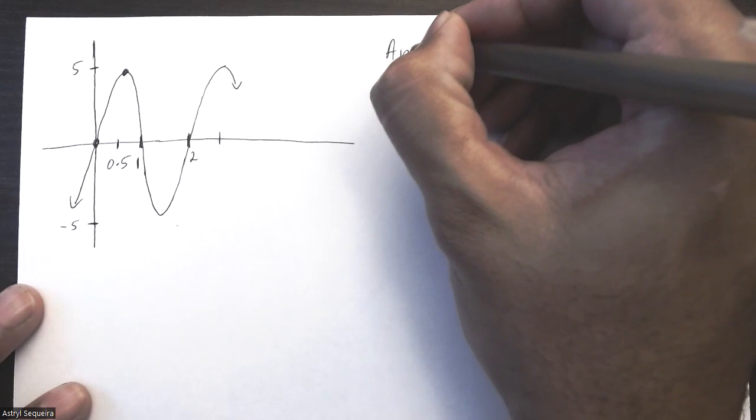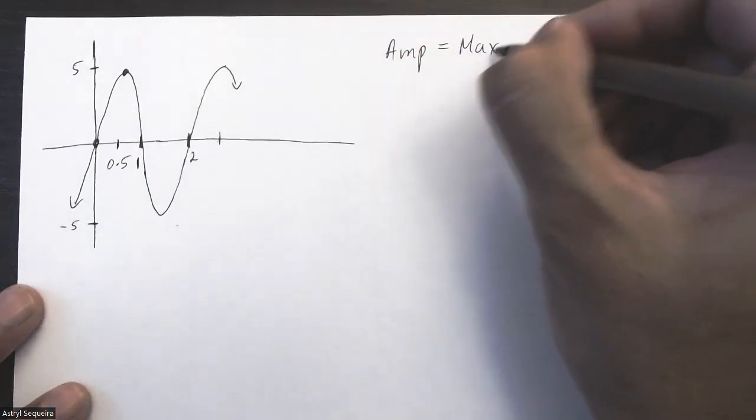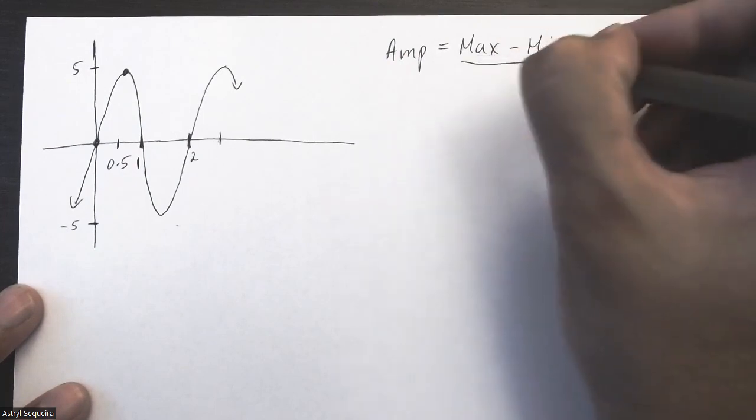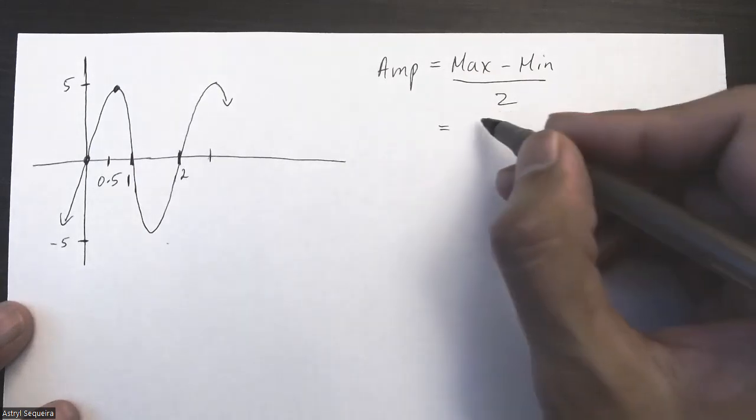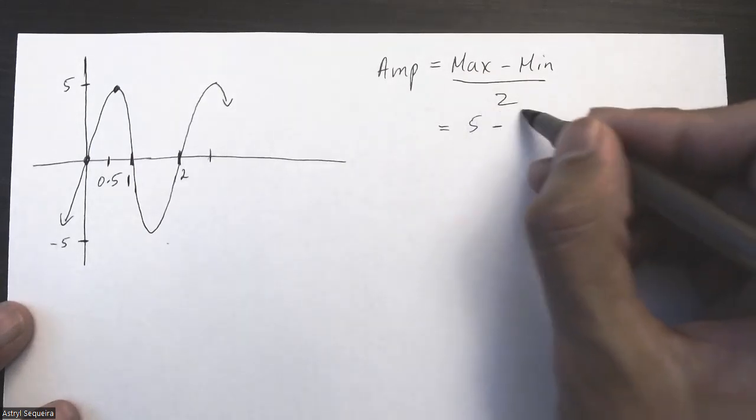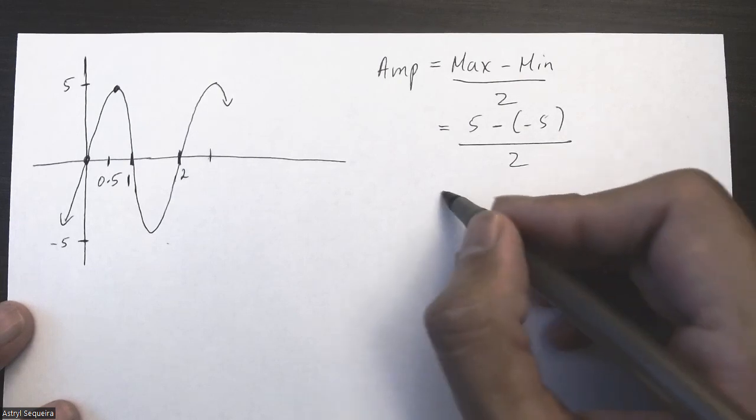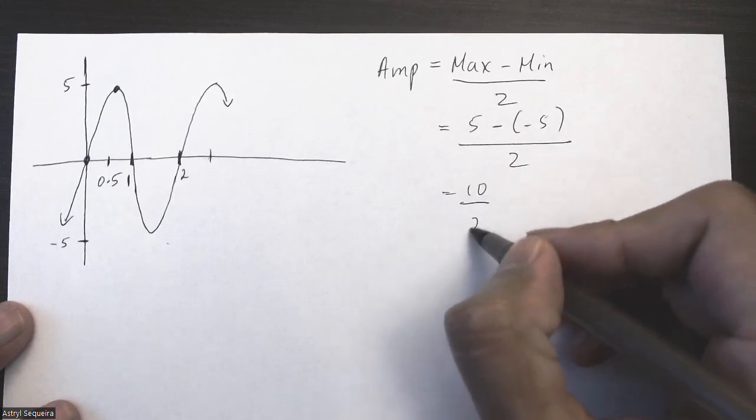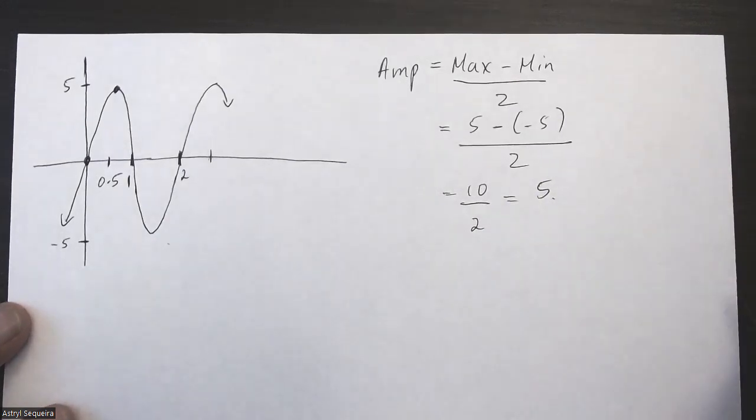But if you want to do it the formula method, amplitude is max minus min divided by 2. We should get an amplitude of 5 when using this formula. So my max is 5, my min is -5, and I'm dividing it by 2, which is just 10 over 2, which, like I said, your amplitude is 5.